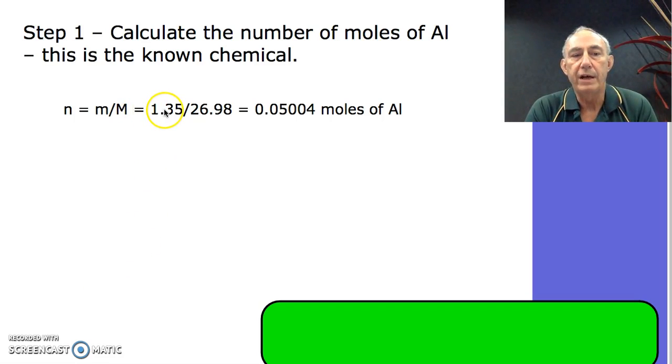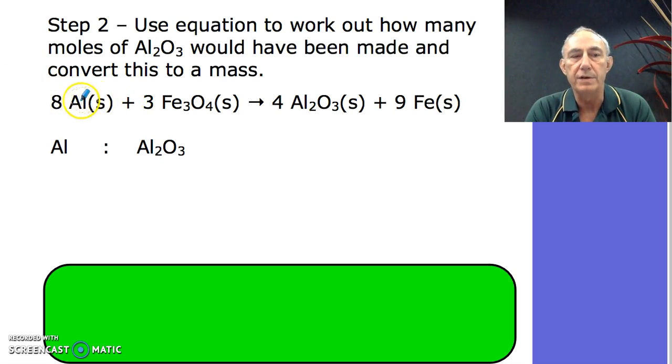Okay, so we started with 1.35 grams, we divide by the molar mass of aluminium, and we had approximately 0.05 moles of aluminium. Now, that aluminium is going to react according to this equation, where 8 moles of aluminium is going to turn into 4 moles of aluminium oxide. So you need to calculate how much of the aluminium could have been turned into aluminium oxide. So again, press pause, do your calculation. When you're finished, start again.